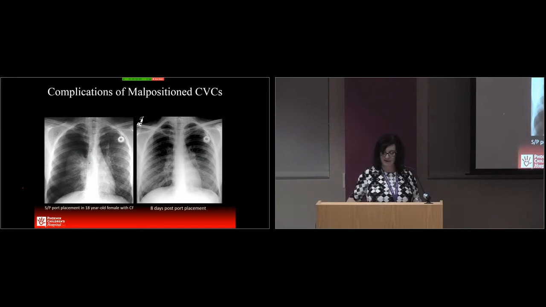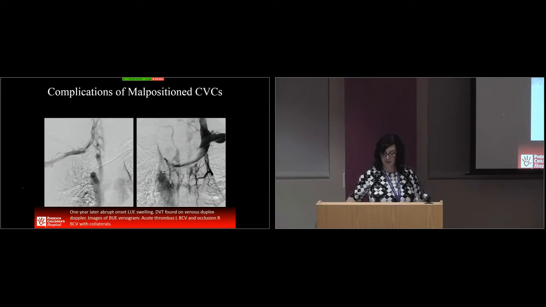It is in the upper SVC. This line was not functioning. 1 year later, there was abrupt swelling of the left upper extremity. We did right upper and left upper venography. And what you see is that the right brachiocephalic vein is occluded. You have collaterals from the right subclavian into paraspinal vessels, which then go to the azygos. And in the left upper extremity, there's acute thrombus in the left brachiocephalic vein with numerous collaterals around the heart.